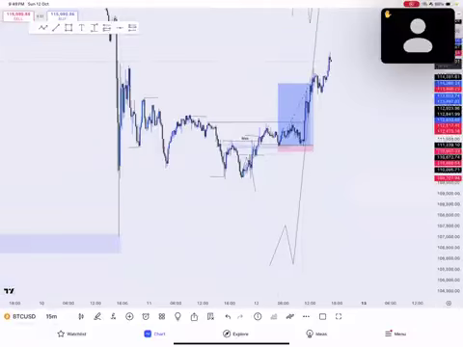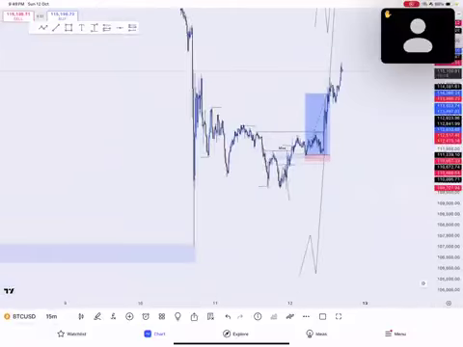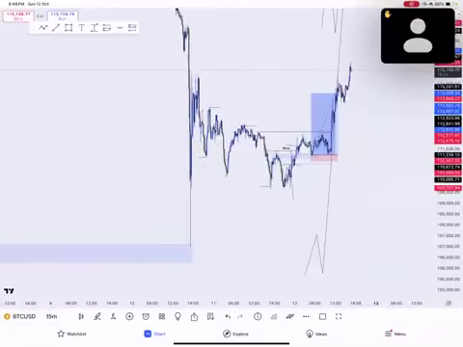Like the breaker block, it is the order block that failed, a zone that the market previously fails to hold from. Okay, thank you. That's all.